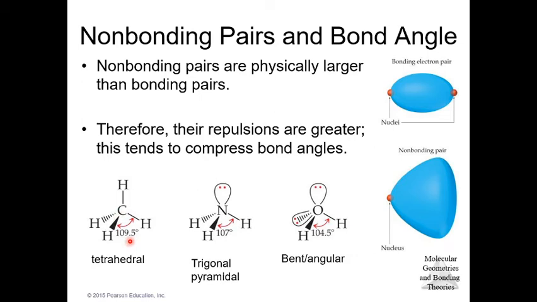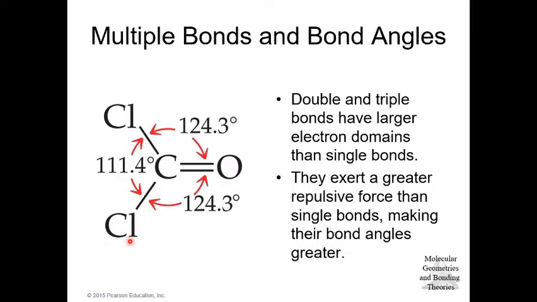Okay, onward we go. Now double bonds and triple bonds also have more repulsion than single bonds, so they act in a similar way to the lone pair. They're going to push away those single bonds and compress that angle. Since this is trigonal planar but I don't have 120 degrees, the double bond is compressing this angle, making it 111.4 instead of 120 and pushing away those carbon-chlorine bonds. So you have bigger bond angles here, and then a smaller one for your chlorine-carbon-chlorine bond angle.